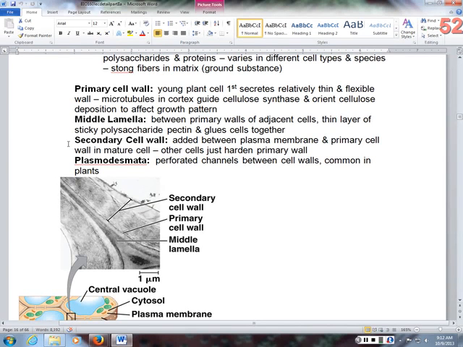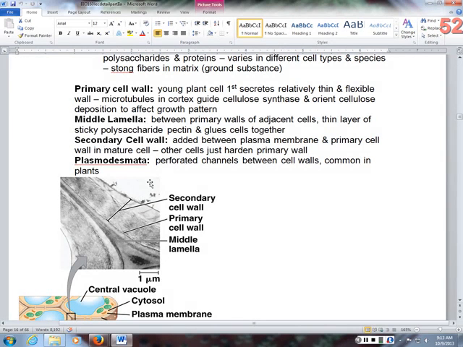The middle lamella is going to be between the primary walls of the adjacent cells. It's a thin layer of sticky polysaccharide, made of pectin, and it helps to glue the cell walls together. We use this pectin when you buy pectin in the grocery store. What they've done is isolate this pectin to be able to use it, and it helps food stick together where it's gluing cells together.